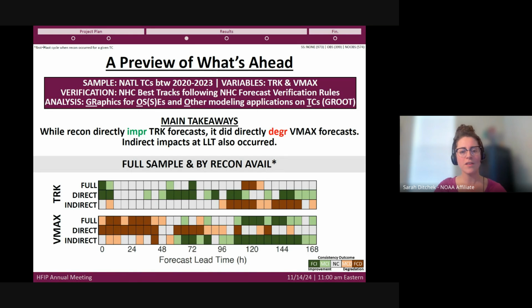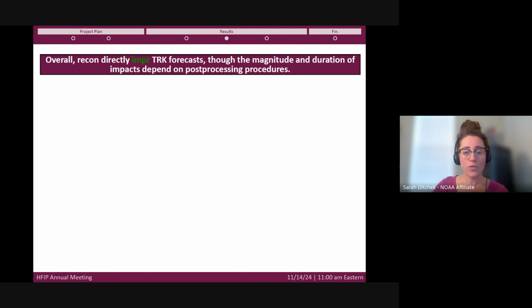But I do want to mention that these track and VMAX results demonstrate the importance of stratifying our samples by Recon availability when we conduct data impact studies. So for the sake of time, I'm only going to be focusing on the direct Recon impact results. Next. So overall, again, Recon directly improves track forecasts, but the magnitude and duration of the impacts depends on the post-processing procedures.